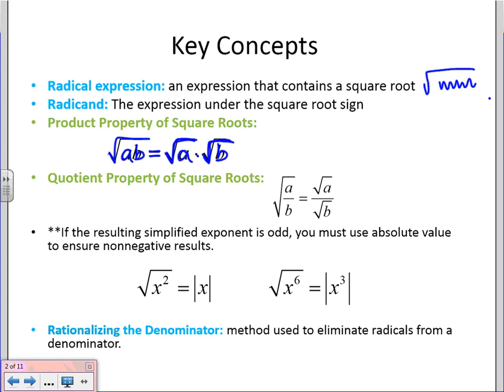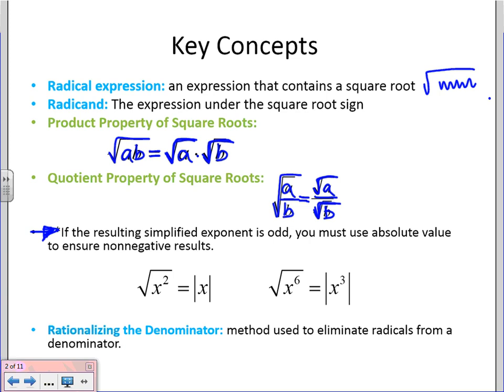The quotient property of square roots is the square root of a over b, a fraction or a division. And we split that up into the square root of a over the square root of b. So again, we split it up as one division problem with a square root sign per side. Now this is a rule that may not make a whole lot of sense now, but once we start doing some examples, it'll make a little bit more sense.